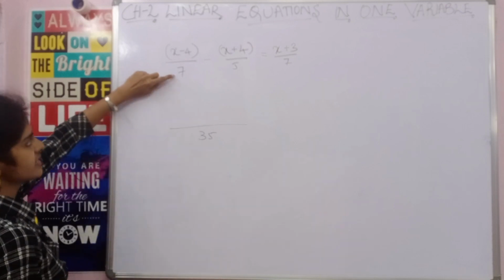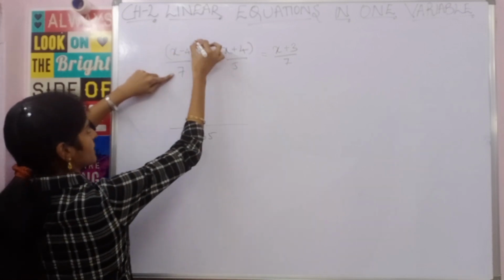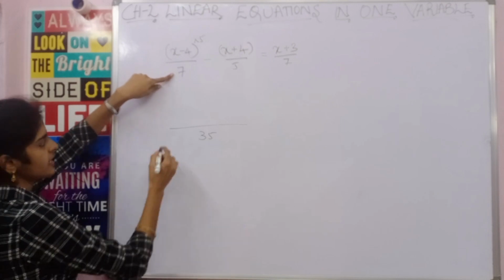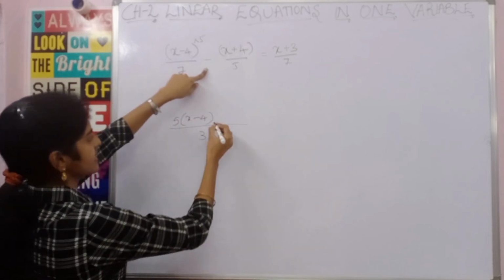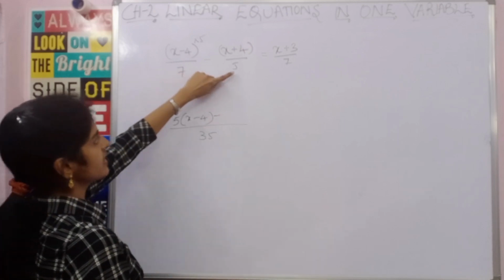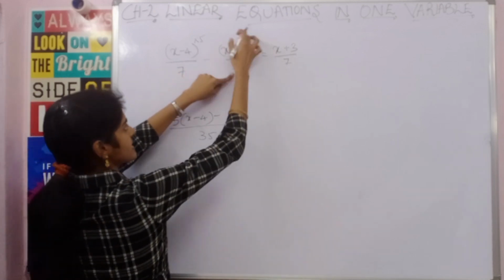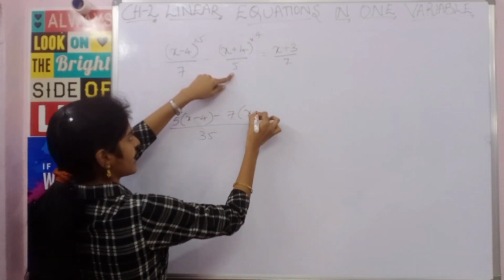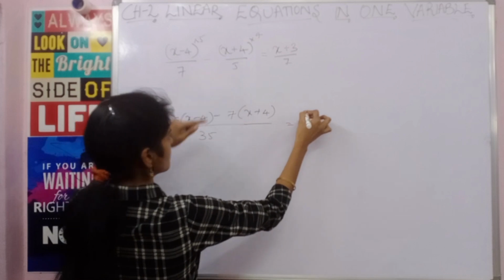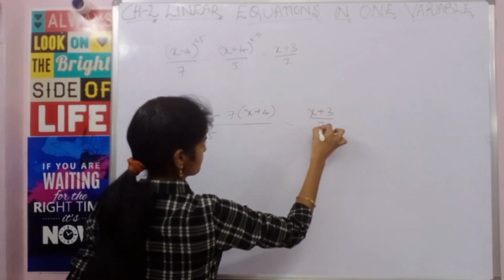So 7 5s are 35, so you will multiply this entire thing with 5. So it is 5 into x minus 4. You have a minus in between, write it. Now again 5 7s are 35, so you will multiply this entire numerator with 7. So it is 7 into x plus 4, is equal to, write the RHS as it is.